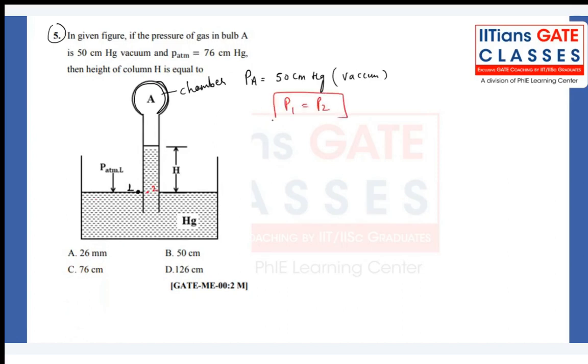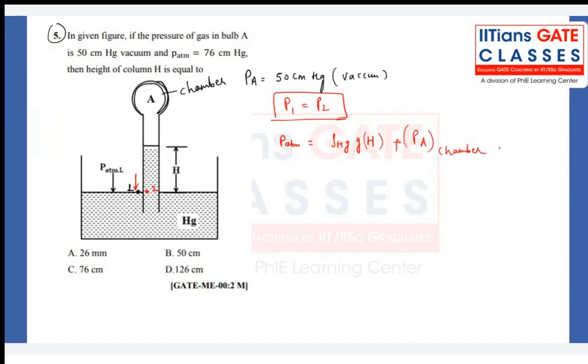Everyone knows that both are on the same level. So definitely, inside the tube I will take one point, and outside the tube I will take another point, and both pressures have to be exactly the same. Now, at point number one, the atmospheric pressure will be acting. No problem at all. Pressure at point two will be rho of mercury g into this height, plus the pressure in the chamber. No problem till this point.